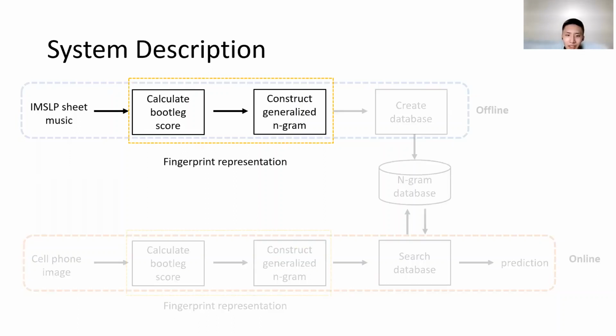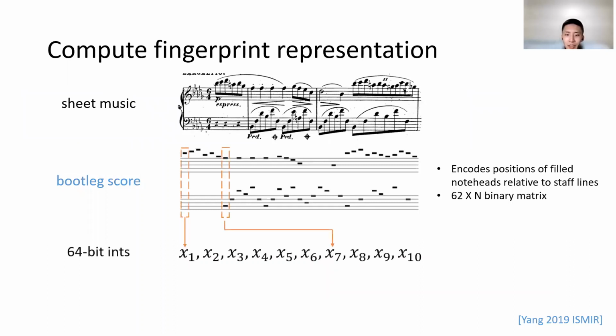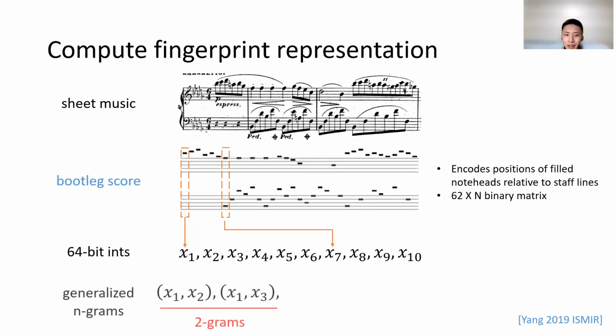The first step in constructing the fingerprint representation is computing the bootleg score. The bootleg score encodes the positions of filled note heads in sheet music and is a 62 by n binary matrix. Next, encode each binary column of the bootleg score as a 64-bit integer. Then we construct generalized n-grams on the resulting list of integers.